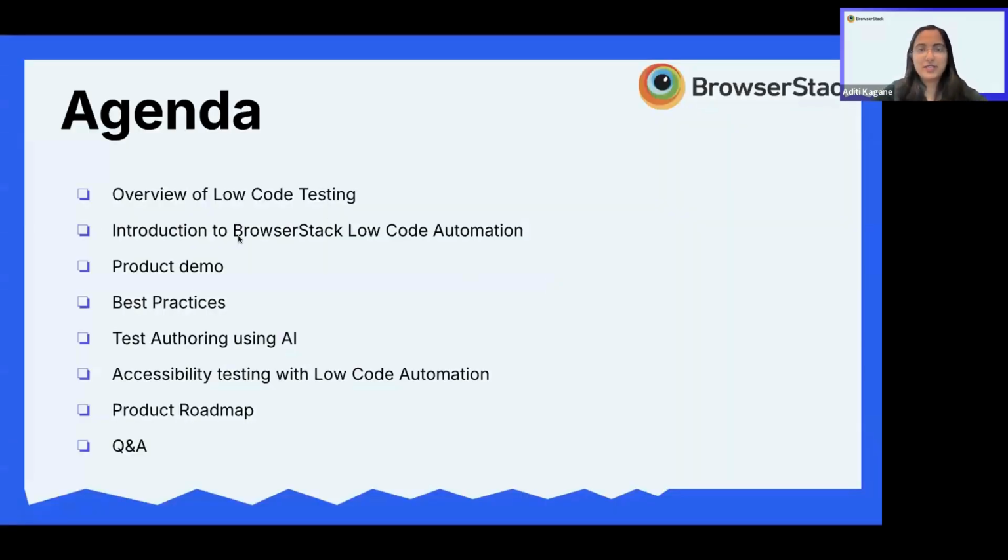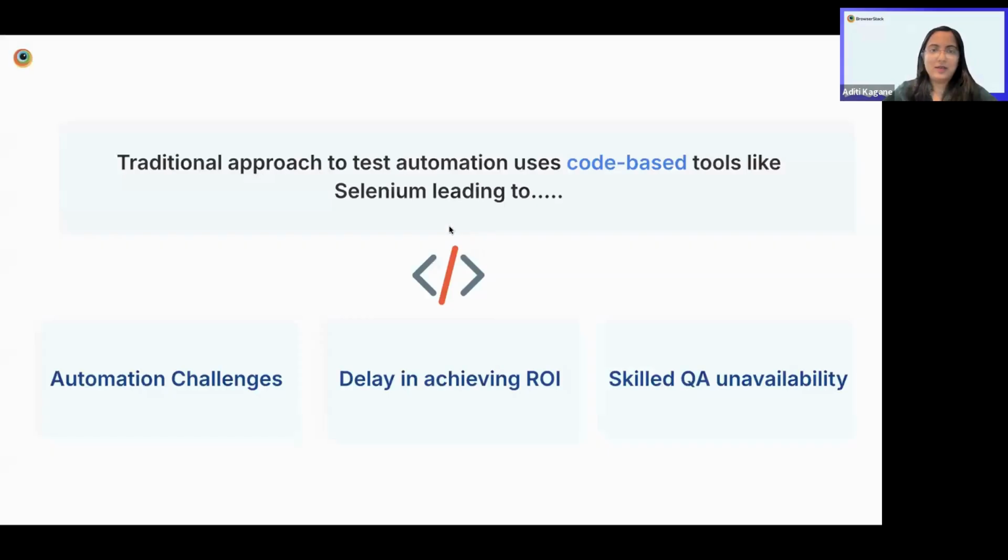The agenda for today's session is to start with an overview of low-code testing and introduce BrowserStack's low-code automation product. Then we'll go through the product demo, where we'll also cover some best practices which we have integrated into our product. The next segment would be where we talk about AI and accessibility testing, which is integrated within the product. And we'll wrap up with our product roadmap and the Q&A session at the end. So I'll begin.